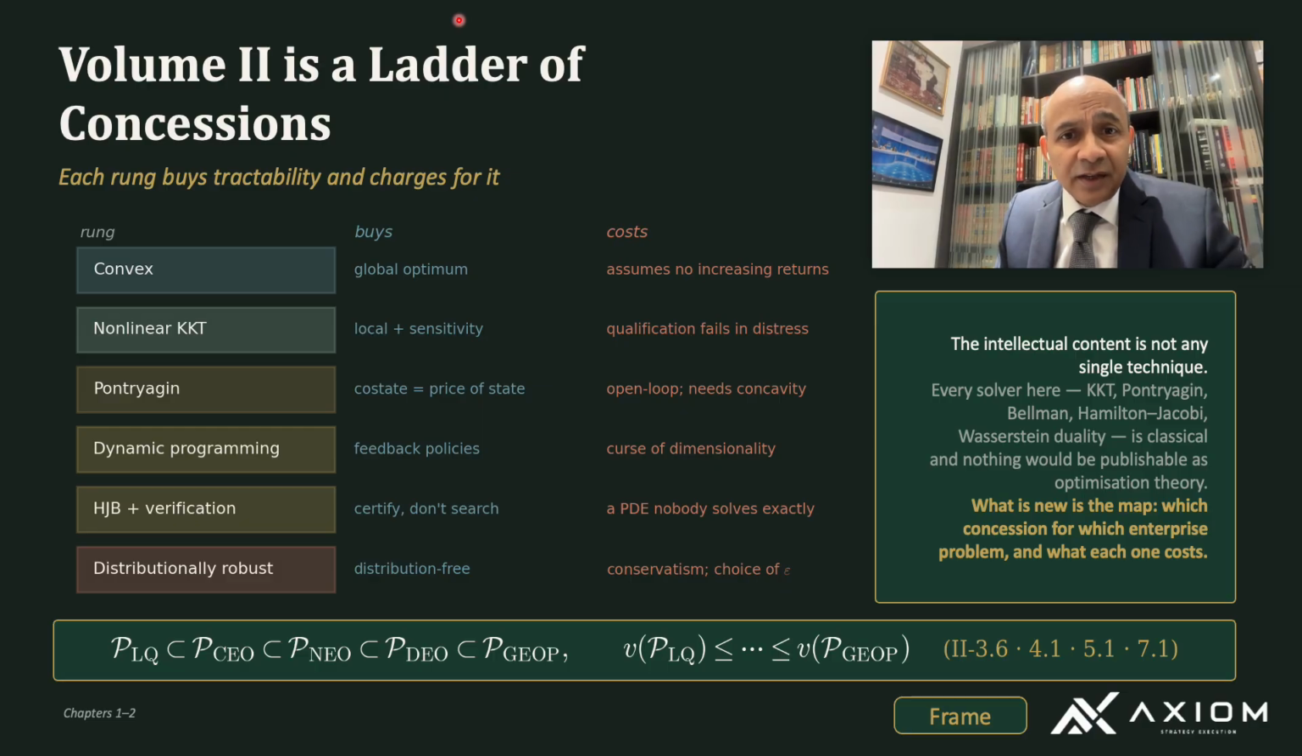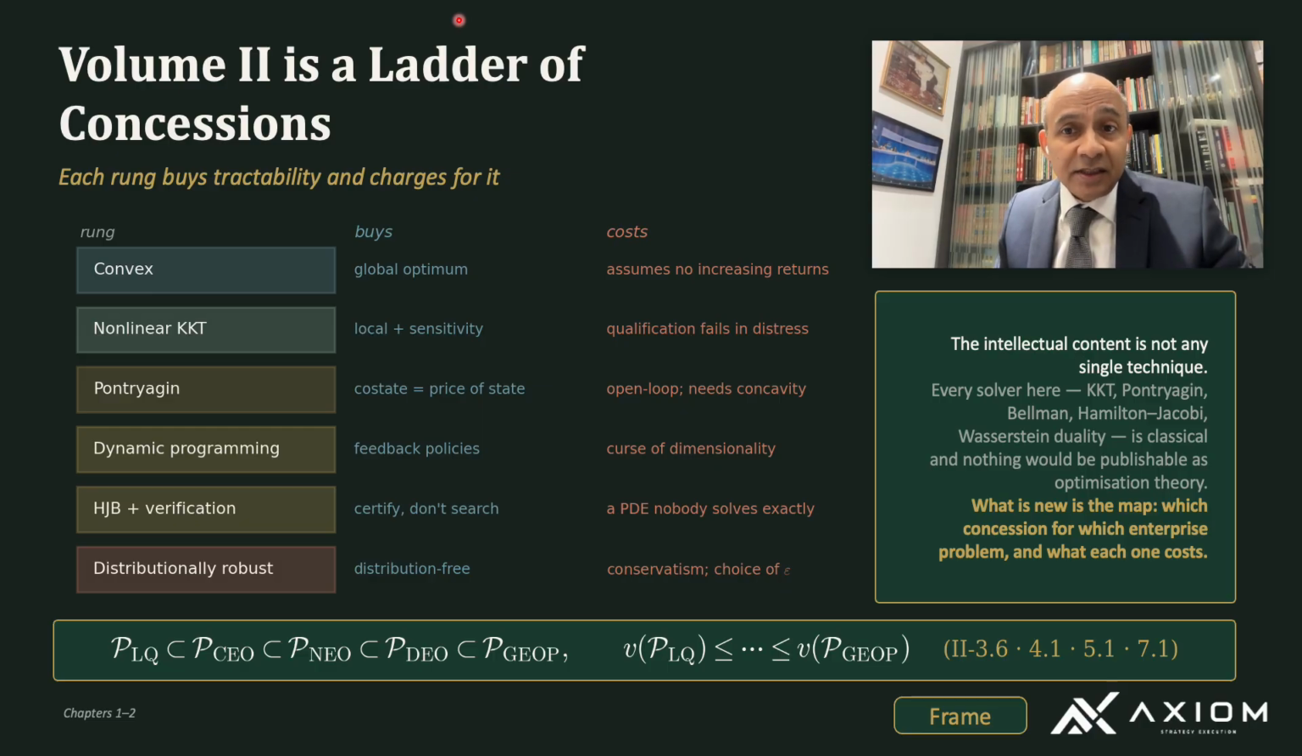Pontryagin maximum principle gives a costate or shadow price for each state variable, but is fundamentally an open loop framework, and global sufficiency usually needs concavity. Dynamic programming gives true state contingent feedback policies, but suffers from the curse of dimensionality. HJB plus verification can certify an optimal policy without searching over all policies directly, but requires solving a high-dimensional partial differential equation, PDE, that is rarely available exactly.